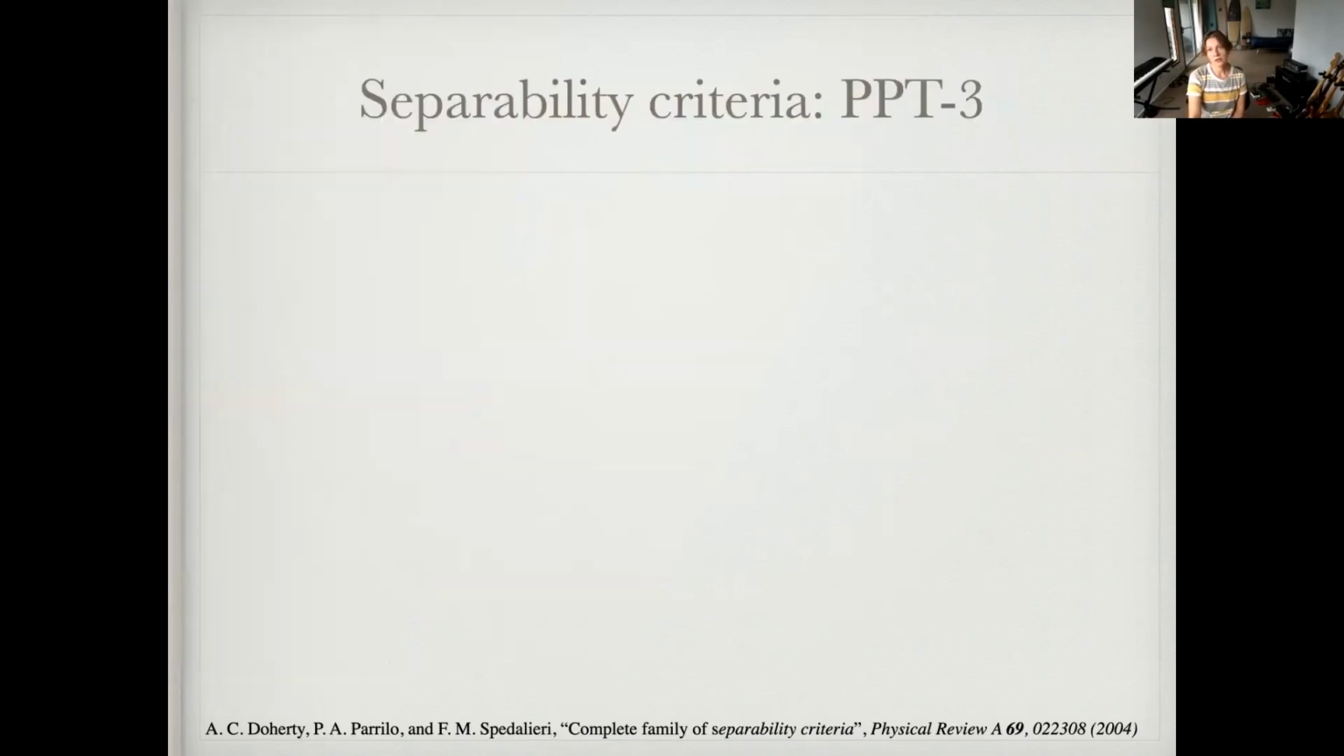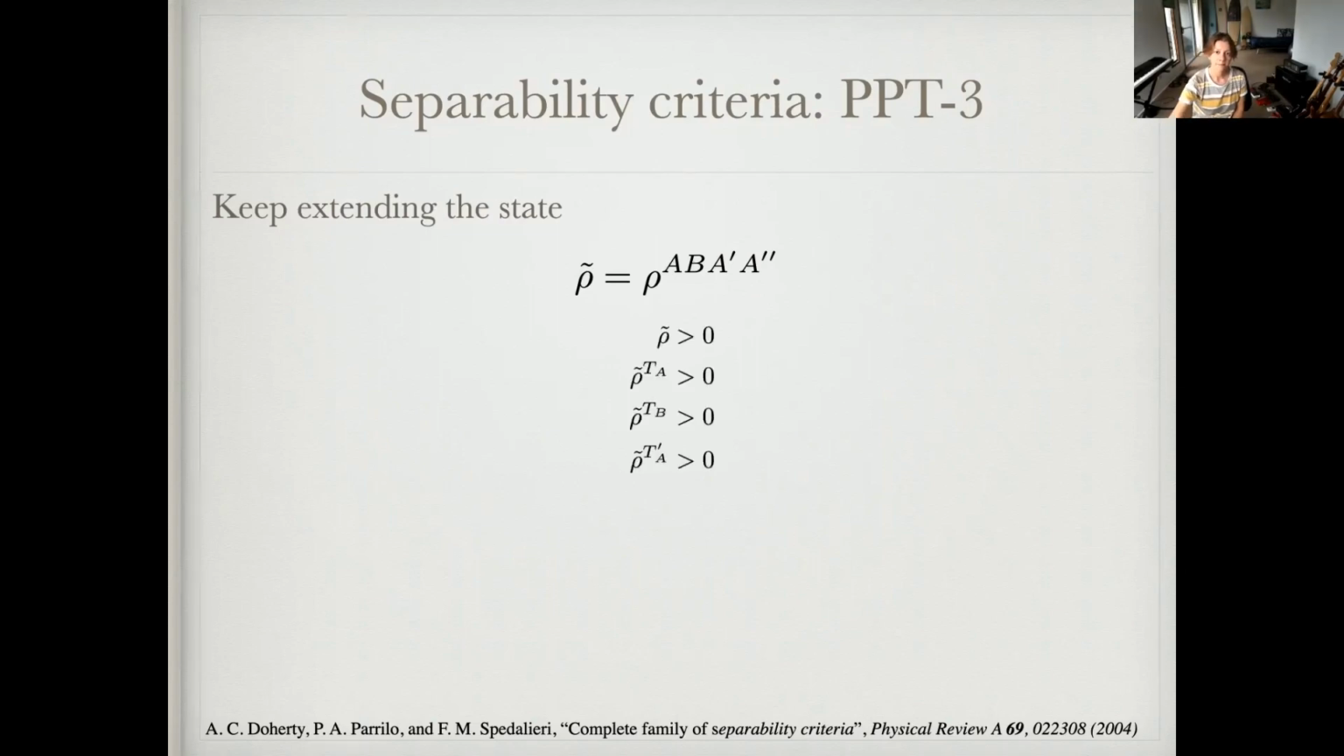Okay, so if you still have not detected entanglement and you really, really want to do it, then you just keep extending the state. You take a symmetric extension of the previous symmetric extension. So now you have A double prime, which is the copy of A. By the way, you can do it with B as well. And then you have that if rho is separable, then also there is a double symmetric extension of rho that is also separable. You have more conditions to put. So this, you can do it forever.